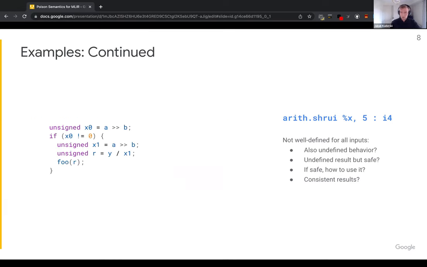So I have an example to illustrate this. So first thing, say we perform the shift, right? And we suspect that the value may be greater or equal to the bit width.